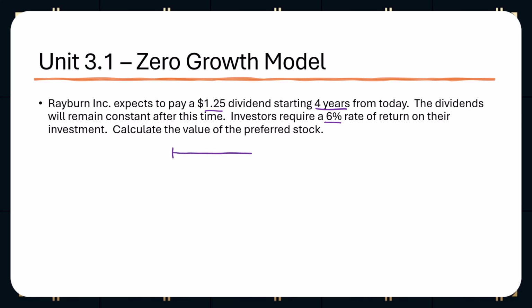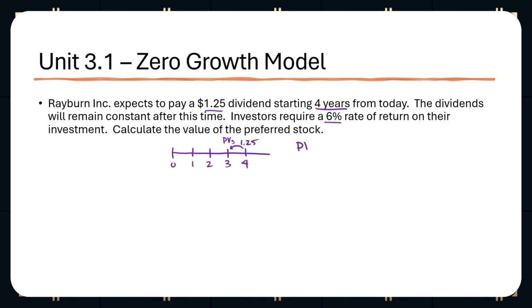So let's look at a timeline real quick. And what we know is that the first dividend will be received at exactly the end of year 4, 4 years from today. Well, when we use these models, we're always valuing the stock, common stock or preferred stock, 1 period prior to the dividend. That means that when I use this perpetuity formula, I'm finding the value of the stock at time 3. So this is a multi-step problem.